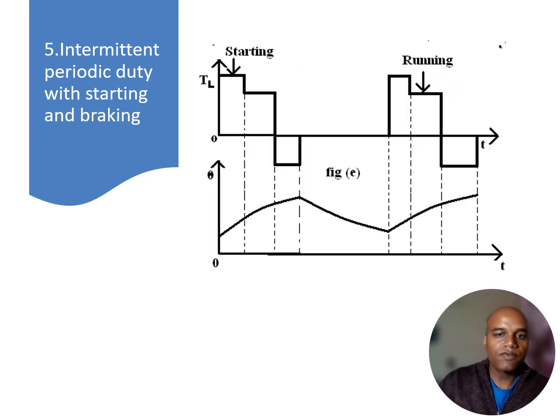So the fifth kind of duty cycle is the intermittent periodic duty with starting and braking. Earlier we have seen the intermittent duty cycle with starting. Here, instead of only the starting, we also have the braking, where the torque requirement goes in the reverse direction. So it is something like that.